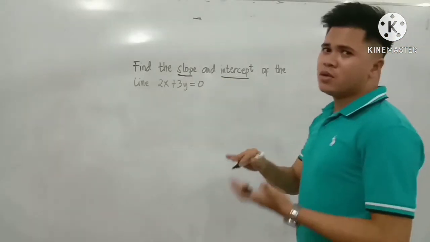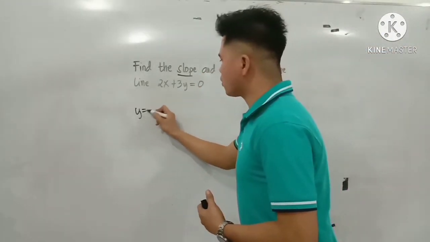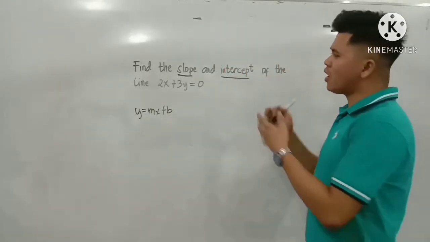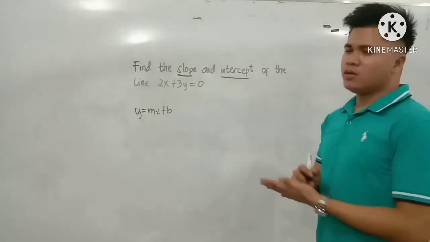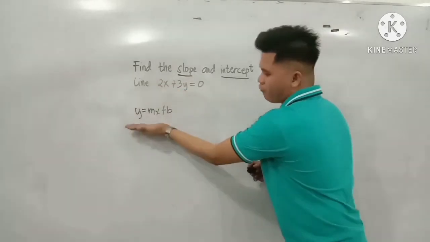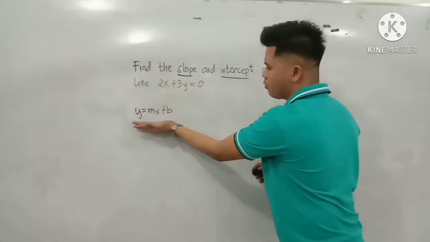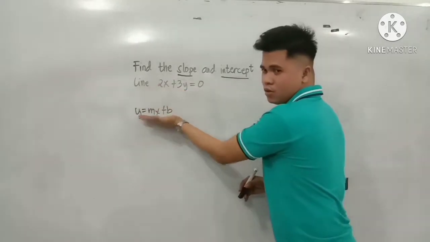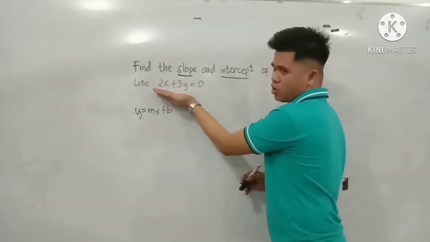We all know the equation of the slope-intercept form is simply y = mx + b. But now, how can we find the slope and the intercept? Simply, we have to rewrite this equation into this form. How can we transform this equation into this form? Simply, we have to solve for y using the given equation.